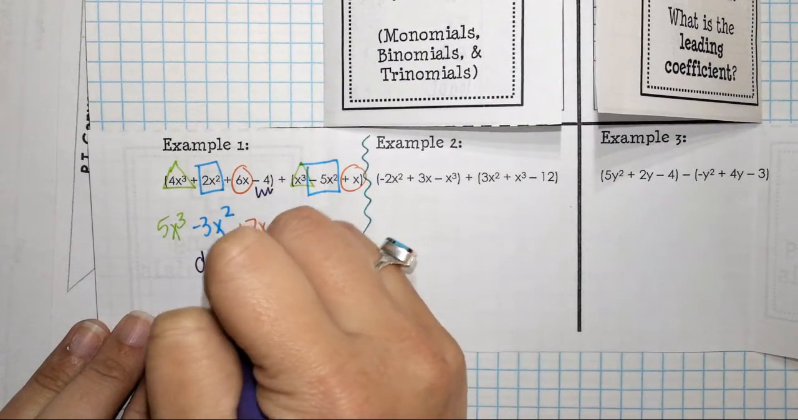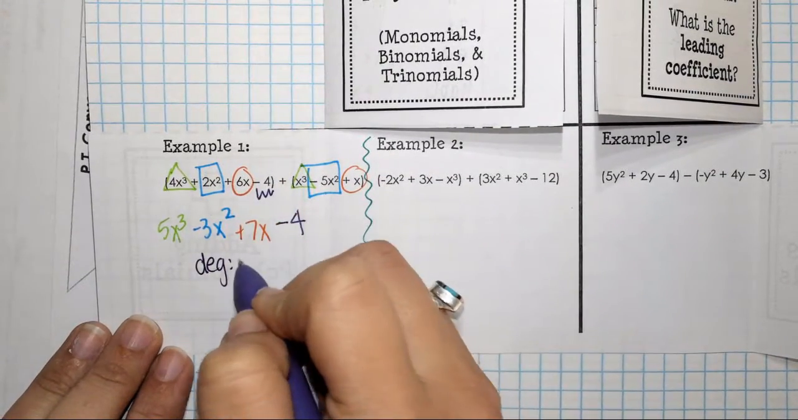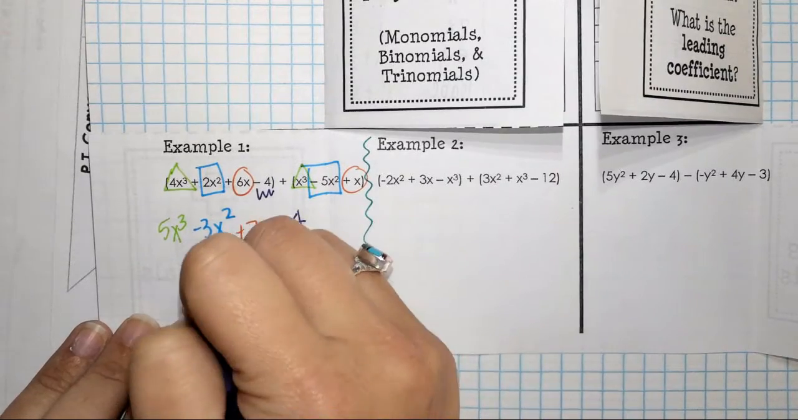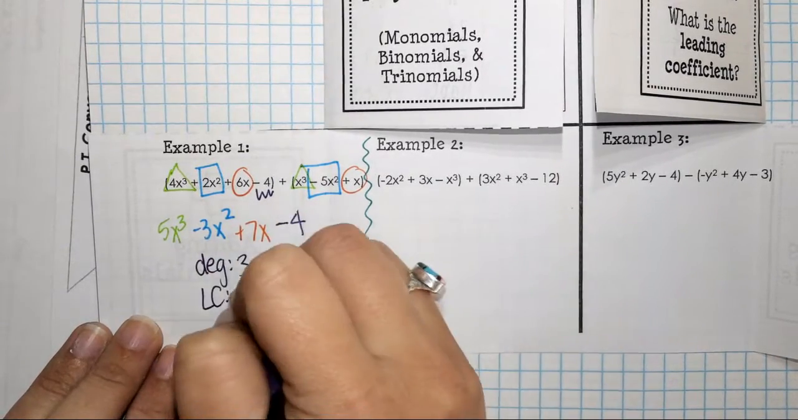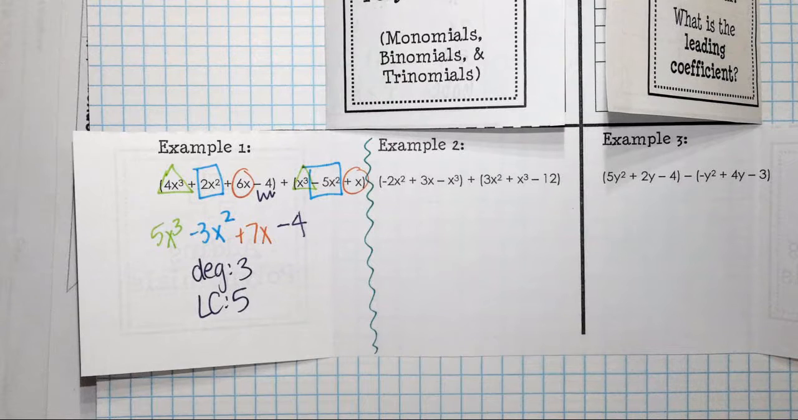Alright, what's the degree? 3. Good, take a point. And what's the leading coefficient? 5. Awesome. What kind of polynomial is it? It's a polynomial because it has more than 3 terms. Good. Alright. Any questions so far?